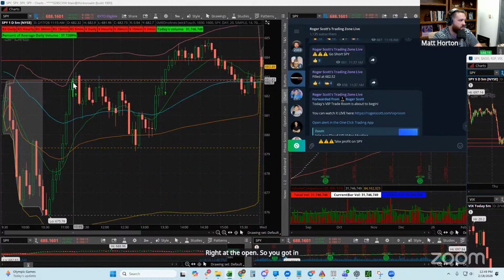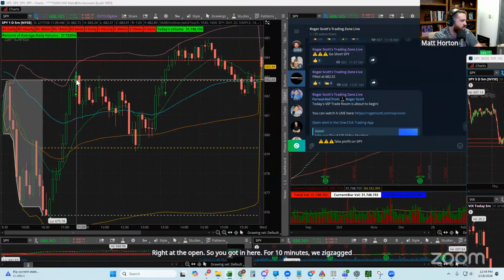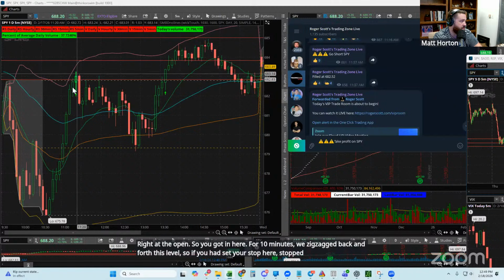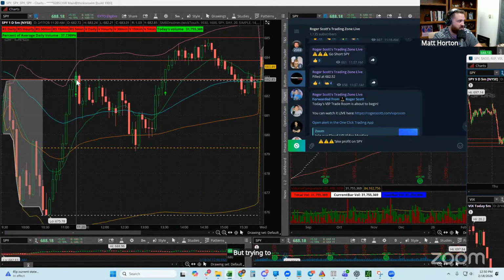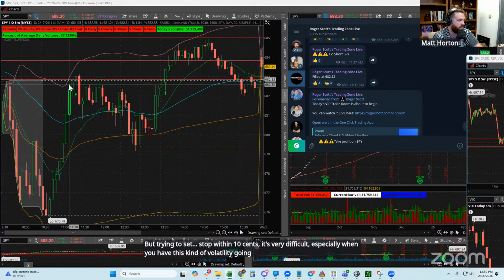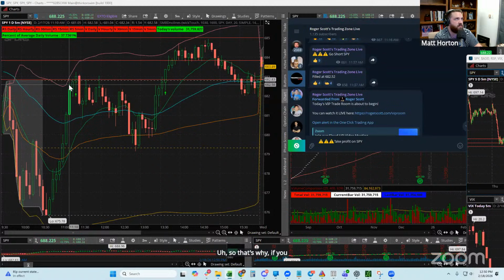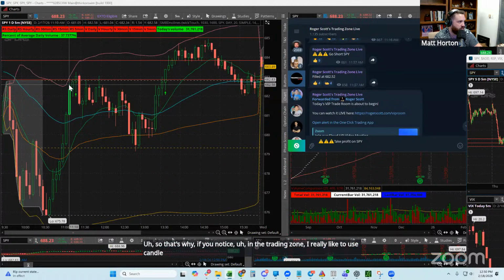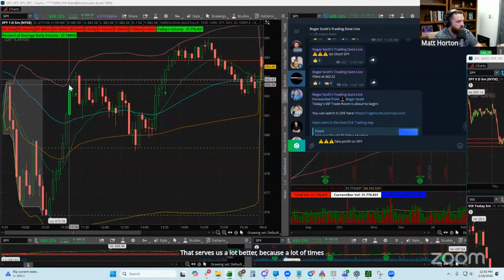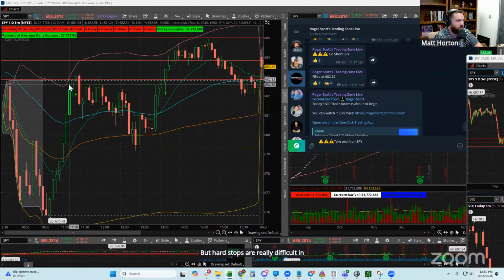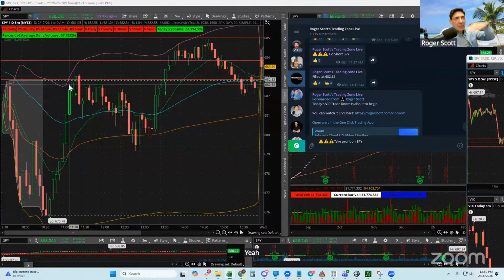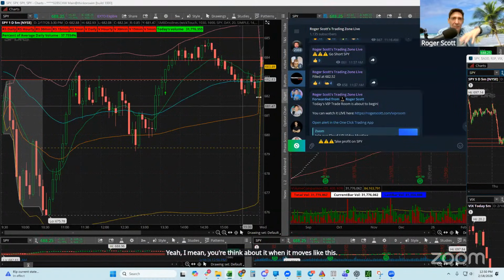Let's say you got in here. For 10 minutes, we zigzagged back and forth around this level. So if you had set your stop here, you'd be stopped out, stopped out, stopped out. Now the move was down, but trying to set a stop within 10 cents is very difficult, especially with this kind of volatility going on. That's why, if you notice in the trading zone, I really like to use candle closes. That serves us a lot better because a lot of times those won't jerk you around as much. But hard stops are really difficult in a fast moving market. Think about it: when it moves like this, 2 points a minute, it's going to get you.